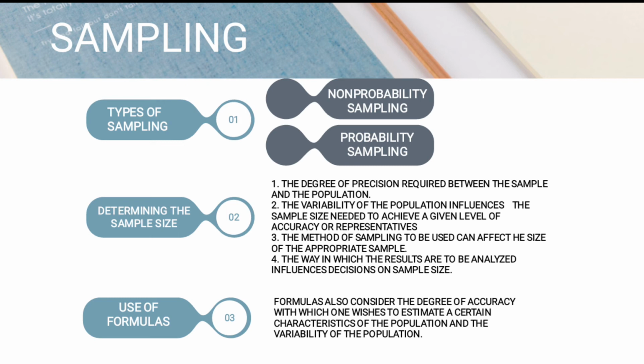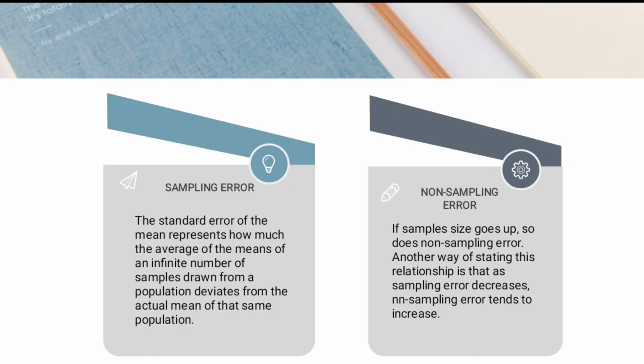Use of formulas. Formulas also consider the degree of accuracy with which one wishes to estimate a certain characteristic of the population and the variability of the population. Sampling error. The standard error of the mean represents how much the average of the means of an infinite number of samples drawn from a population deviates from the actual mean of that same population. Non-sampling error. If sample size goes up, so does non-sampling error. Another way of stating this relationship is that as sampling error decreases, non-sampling error tends to increase.